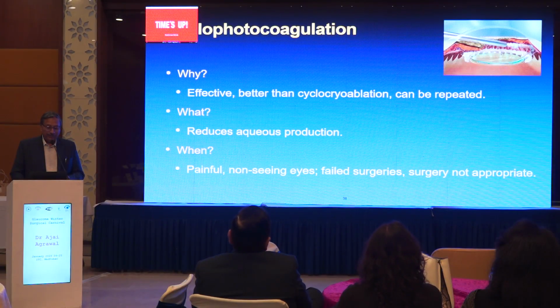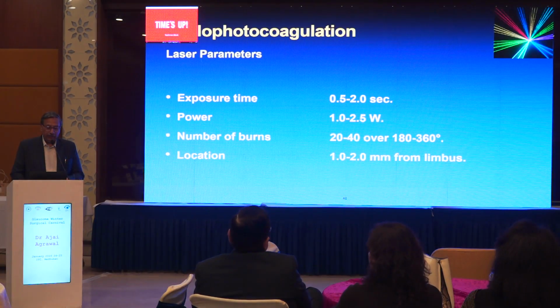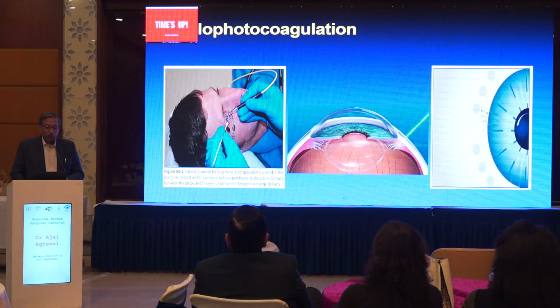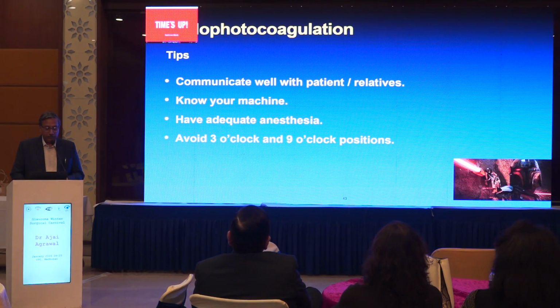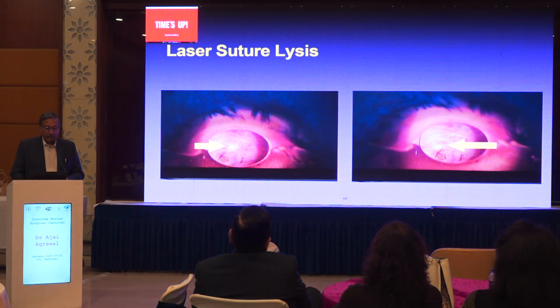Cyclophotocoagulation is done by a transscleral diode laser to reduce aqueous production for painful non-seeing eyes where surgery is not appropriate or where the surgeries have failed. So your exposure time would be 1 to 2 seconds with a power of 1 to 2 watts, 20 to 40 burns over 180 to 360 degrees at 1 to 2 millimeters from your limbus. It has certain complications, is painful, so you can give pain medication beforehand and give topical steroids and cycloplegics after the procedure. Avoid your 3 and 9 o'clock positions.